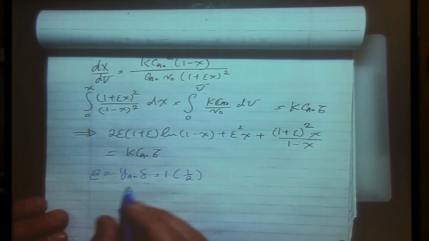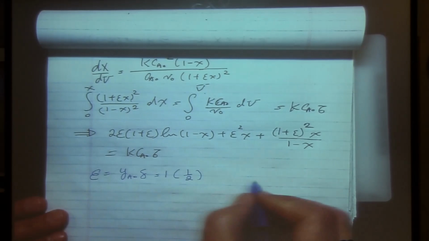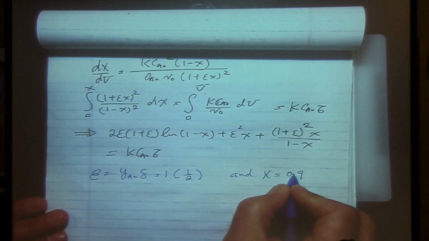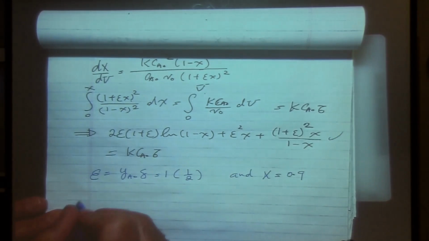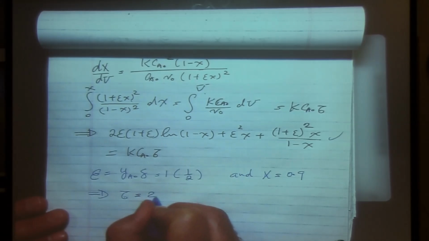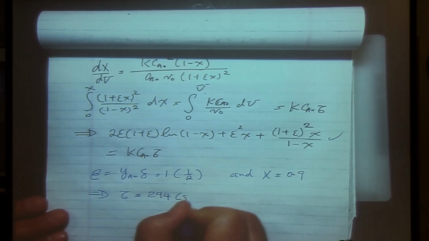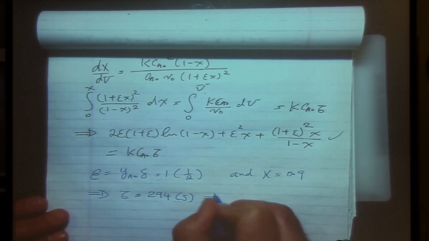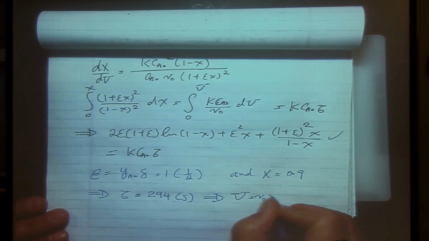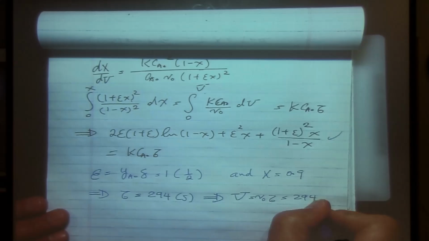And we had x equal 0.9 in this equation. If you put these values into this equation, your tau is going to be 294 seconds. And from here, you should be able to calculate the volume of the reactor, which is V naught times tau, and that would be 2940 liter.